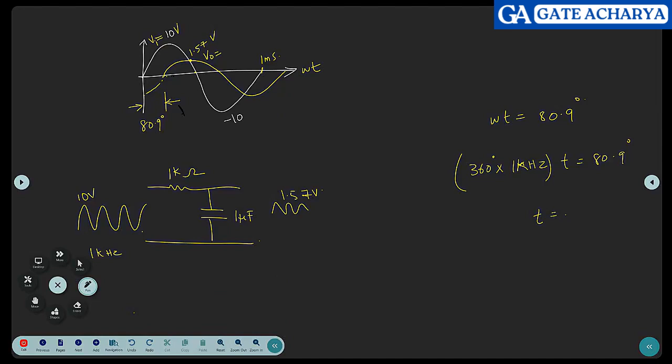Why did I put it 360 instead of 2 pi? Because this is in degrees. So I put this also in degrees. So what will be time? Then find out. What is this time? I asked you a question, right? What is this time? 80.9 divided by 360 into 1 millisecond. 0.2247 milliseconds.